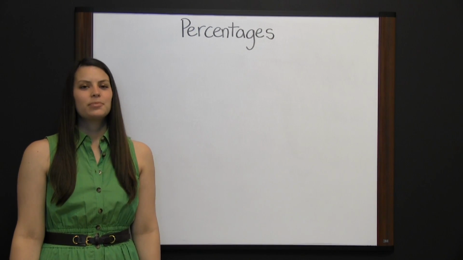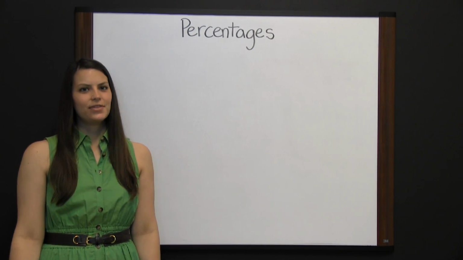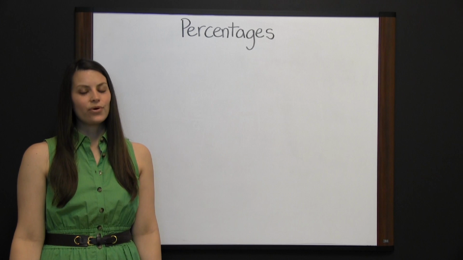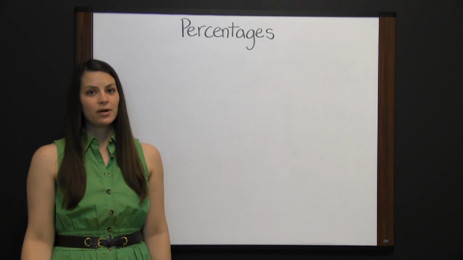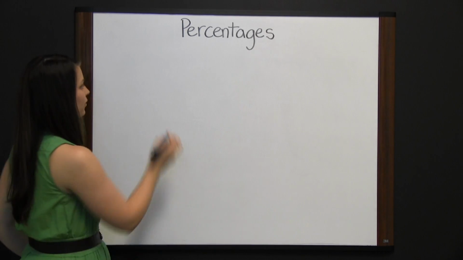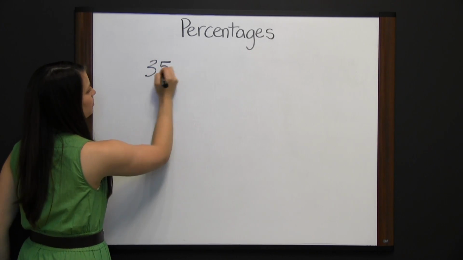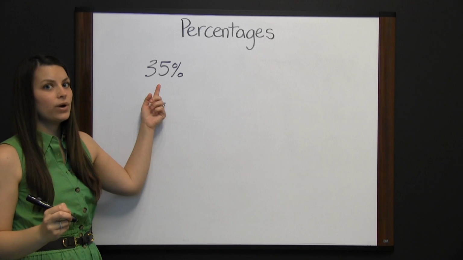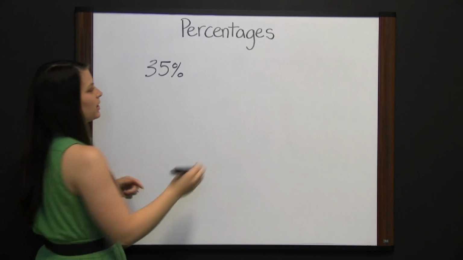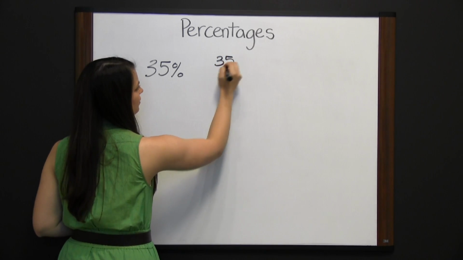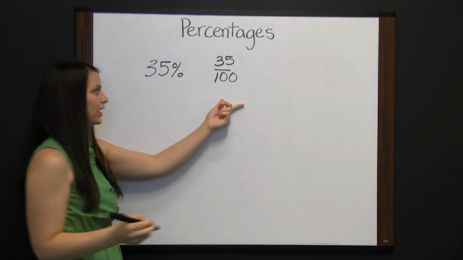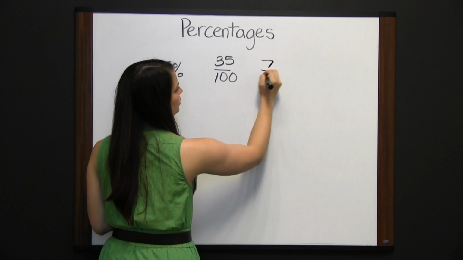Percentages. Percentages are values that are used to compare numbers to 100. All percentages equal the number divided by 100. For example, 35% means 35 out of 100. So you could express it as 35 out of 100, which could then be simplified to 7/20.